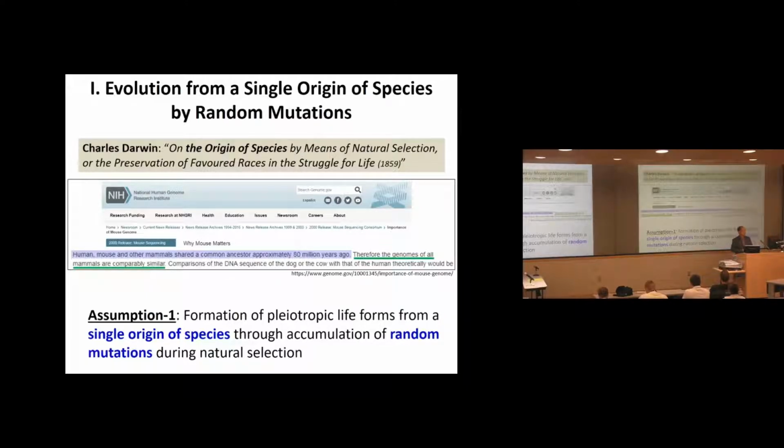Therefore, the genomes of all mammals are comparably similar. So here's the assumption that I'm going to challenge. The first assumption to challenge is the formation of pleiotropic life forms from a single origin of species through accumulation of random mutation during natural selection. Is this assumption reasonably correct?